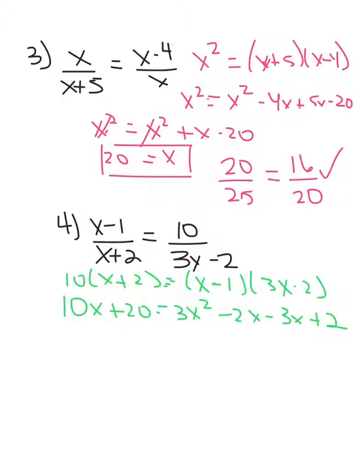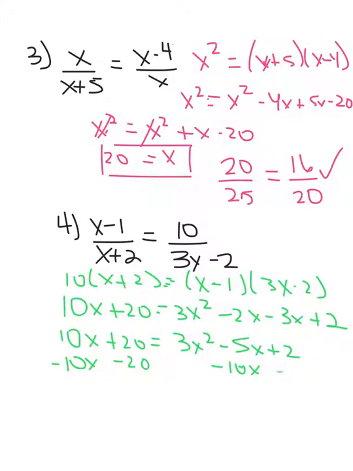On the left-hand side, I still have 10x plus 20. On the right-hand side, I'm going to combine my like terms. So I have 3x squared minus 5x plus 2. Now, anytime I have the x squared or higher, I'm going to try to bring everything to one side and see if I can factor it. So that's what I'm going to do now. Subtract 10x. Then I'm going to subtract 20. And I'm left with 0 is equal to 3x squared minus 15x minus 18.